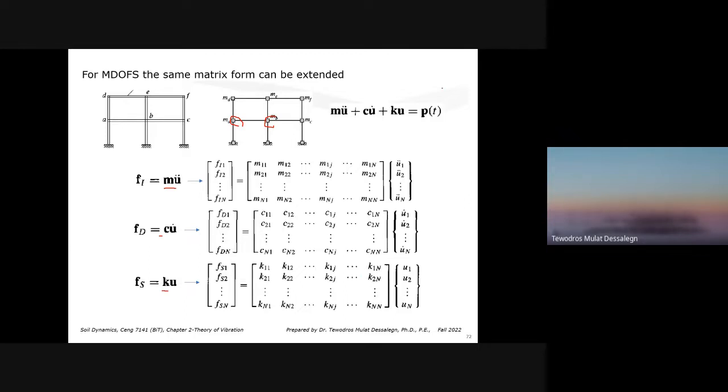If you have a 10-story or 20-story building, you cannot calculate it by hand. That's where we need computers. Computers like SAP 2000 or STAAD Pro, that's what they do. You give them a multi-degree of freedom system, they mesh it, they analyze everything, they find the mass matrix, the damping matrix, and the stiffness matrix for each, and finally the computer solves it for us.